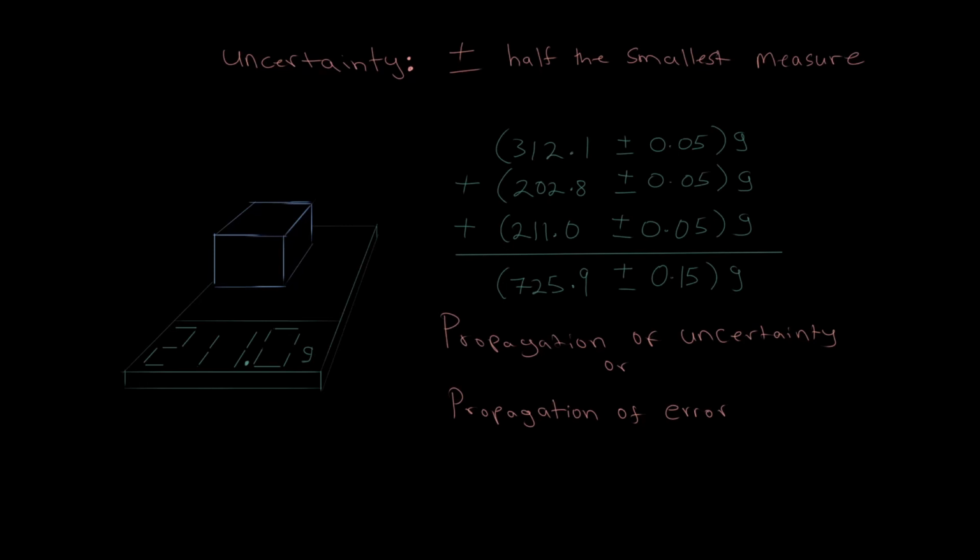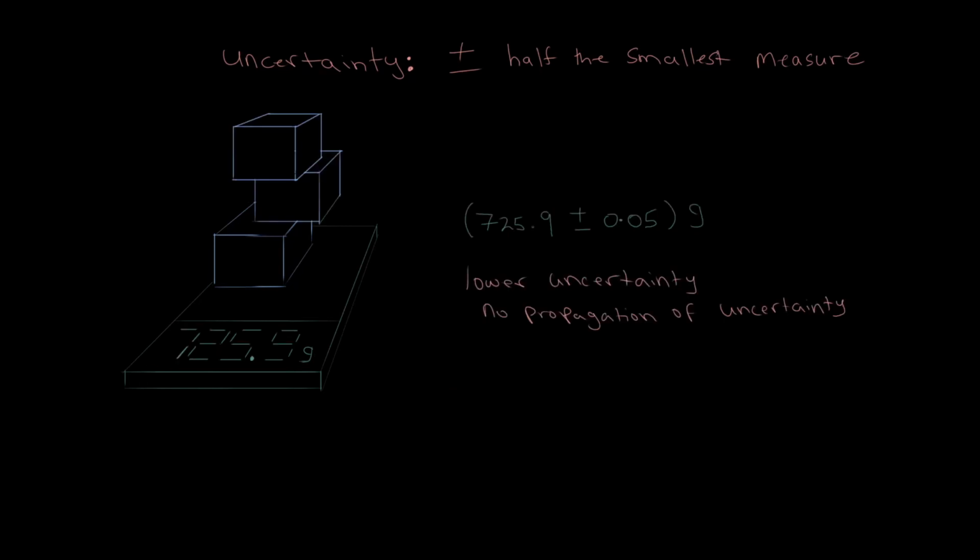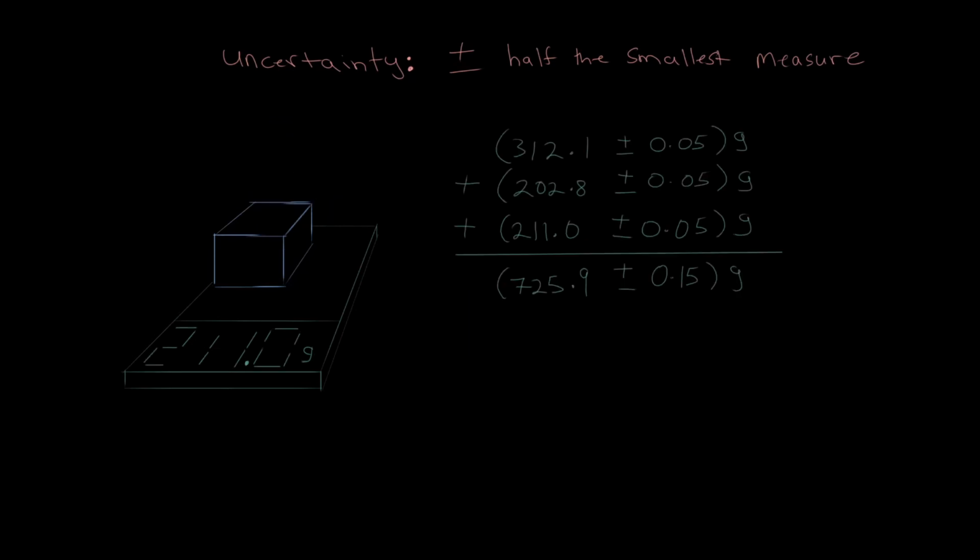To do this, we simply measure all three objects at once, and what this will do is give us an uncertainty of 0.05, because we're only making one measurement. Now keep in mind, the scale could also read 725.8 grams or 726.0 grams. This is because of uncertainty. When we measured each individual object one by one, the scale had to round either up or down to the nearest tenth. This means that we lost some information in the process.